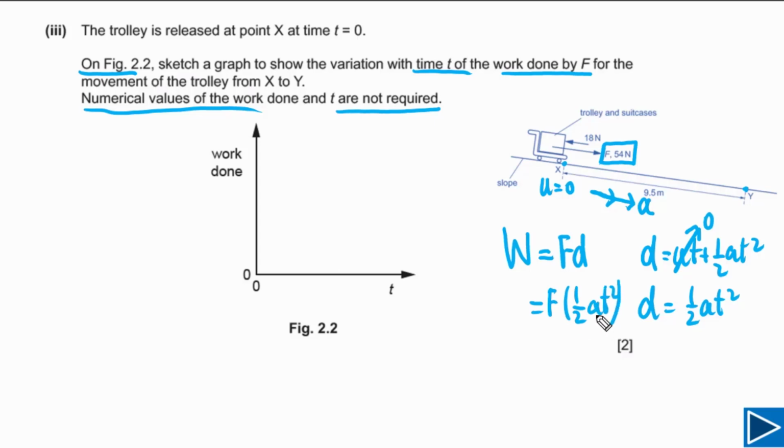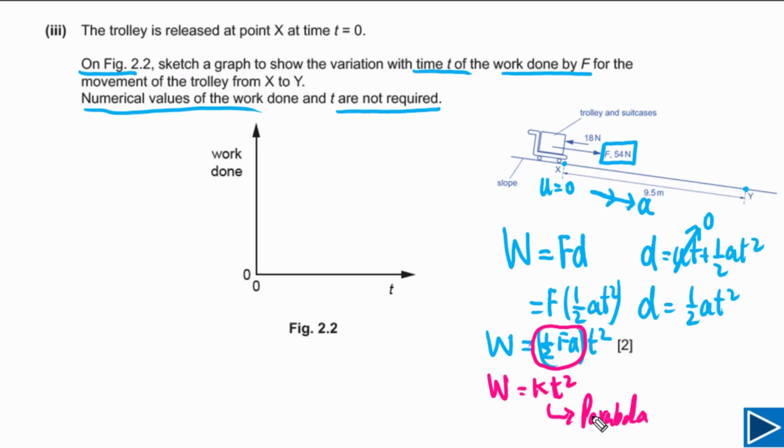If we look at this one, a is constant, 1/2 is constant, F is constant. So simply we can write down 1/2 Fa, this is a constant, times t squared. W is equal to this. These quantities are constant, so simply we can replace them with one constant. We can write down this is k times t squared. So if we look at this equation now, this is the equation of a parabola.